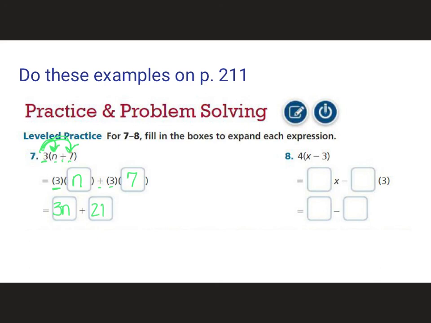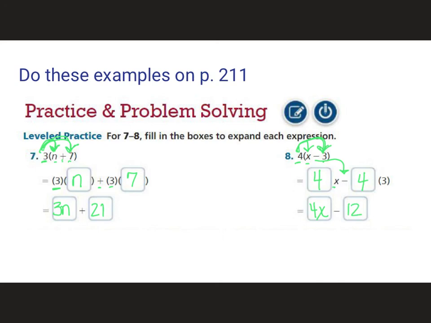Try number 8 and pause. Okay, you're back. So I'm going to multiply the number on the outside of the parentheses by each of the terms on the inside. So 4 times x and 4 times 3. Then I'm going to bring the subtraction symbol down because that goes between the numbers. So now 4 times x is just 4x, and 4 times 3 is 12. And there you go. You've expanded.